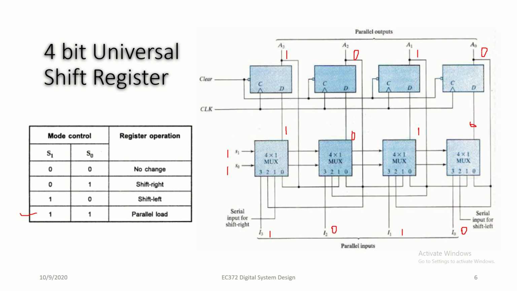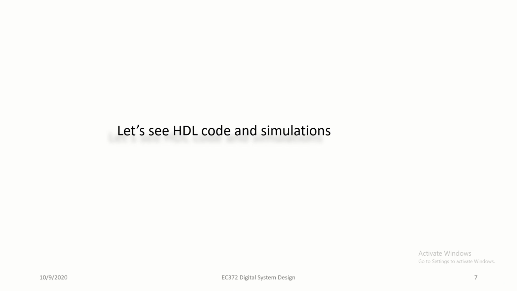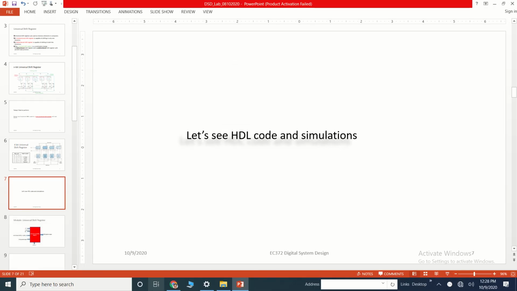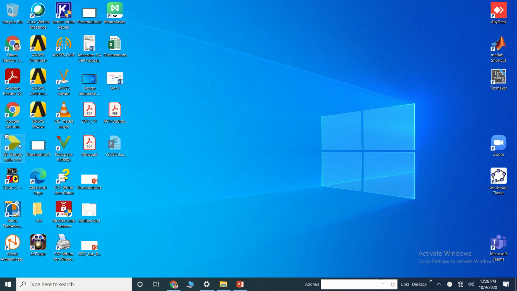So the parallel load operation is quite simple. Whatever you want as output, the same we have to apply as input. Okay, so this is how we are checking the performance of the universal shift register as per the different mode control. Now let's see. Okay, let's see the HDL code and the simulation. Let's move to the Xilinx.